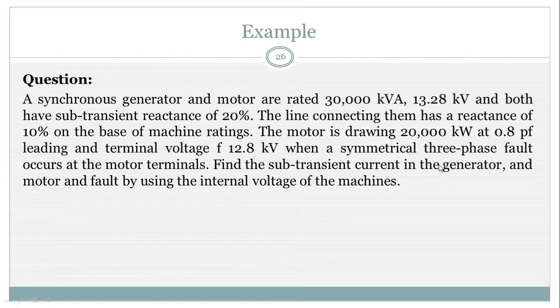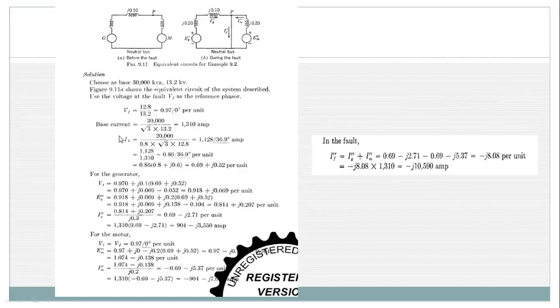Now, whenever the fault has occurred at the motor terminal, the voltage is 12.8 kilovolt. It means that the fault voltage is 12.8 kilovolts. So we have to convert this voltage to per unit voltage because reactances are given here in per unit. So whenever we convert the fault voltage by the base value of voltage, the per unit is 0.97 angle 0 degree. Now we have to find out the internal voltage of the generator.